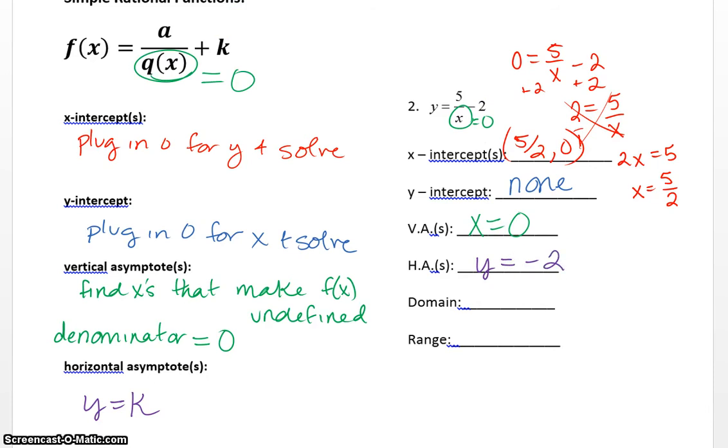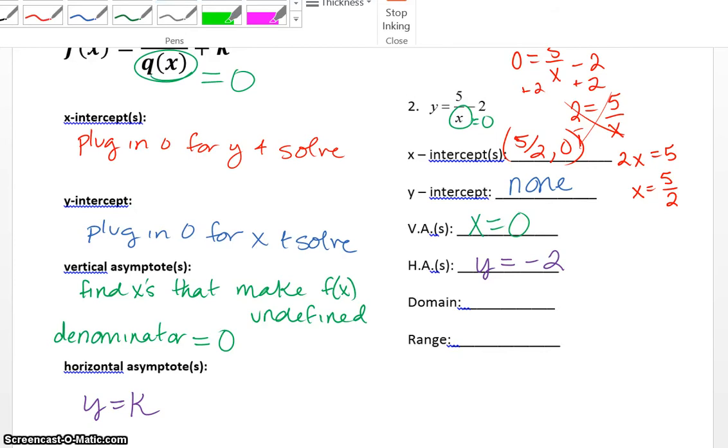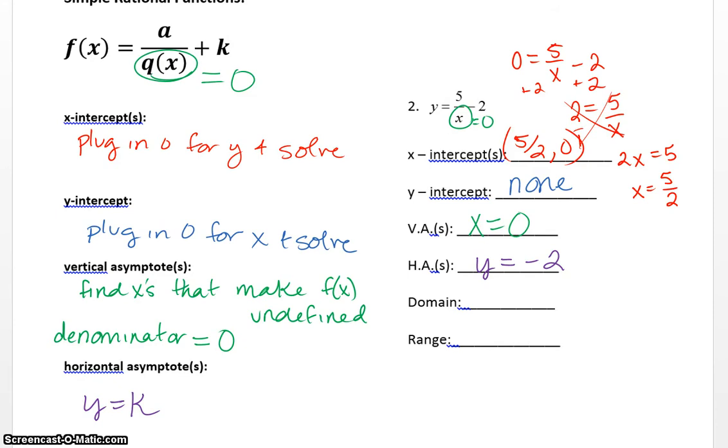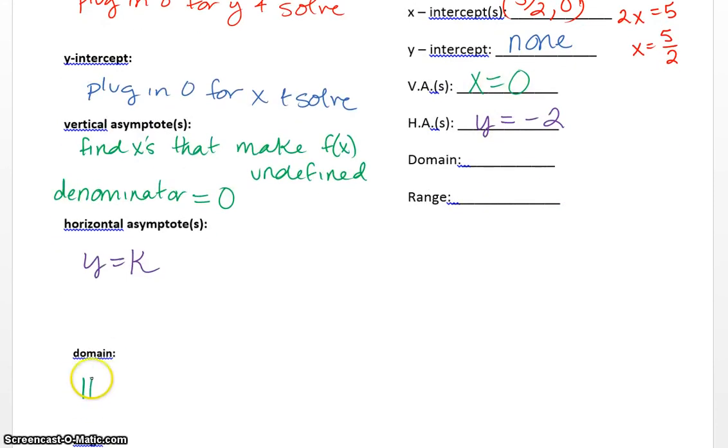Okay, domain is going to be very similar to the other problem. Well, in fact, it's going to be exactly the same as the other problem. Domain is going to be all reals except the vertical asymptotes. So this is all reals except 0.